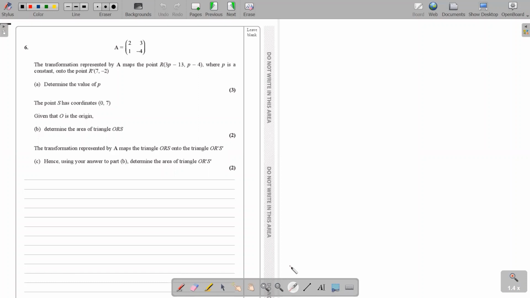Okay, so moving on to question number 6. They say the transformation represented by A maps the point R (3p minus 13, p minus 4), where p is a constant, onto the point R dash (7, minus 2). Determine the value of p. Okay, so how do we determine the value of p? So what do we do here? What is the normal equation that we use?